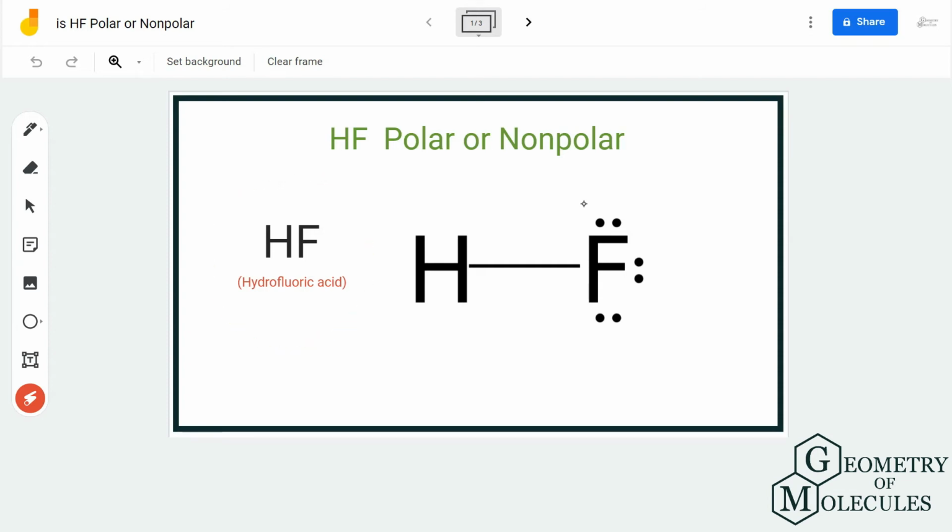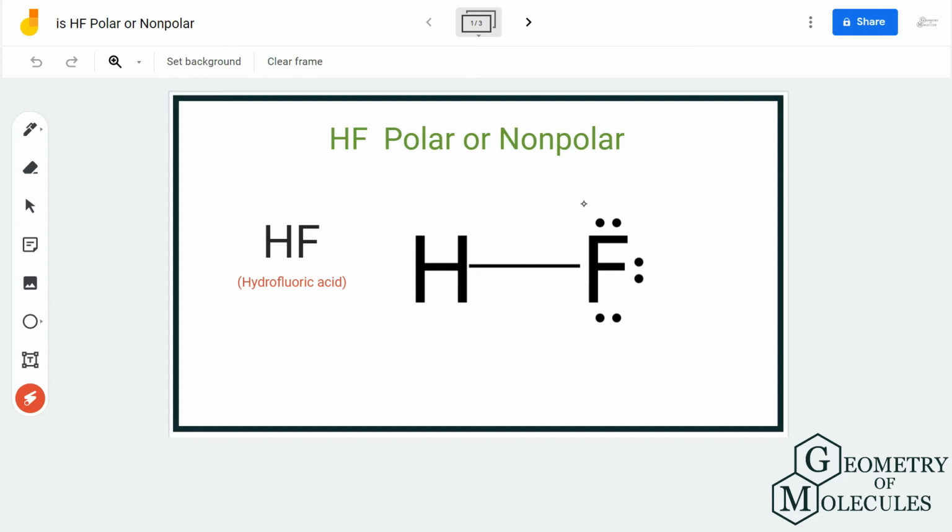In today's video we are going to look at the polarity of the HF molecule. To determine its polarity we are first going to look at its Lewis structure, followed by the difference of electronegativities of the atoms involved in the structure. Whenever we are determining the polarity of any molecule, we first look at the structure and the way the atoms are arranged in the molecule.